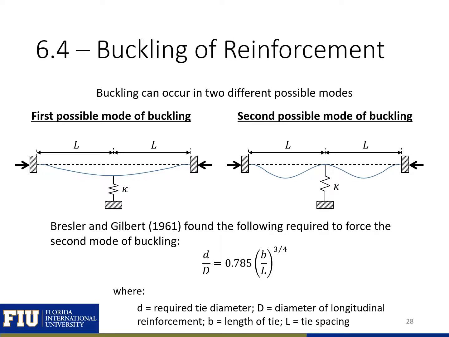Bresler and Gilbert found this relationship between, or this ratio of, the tie diameter to the diameter of the longitudinal reinforcement required to force the second mode of buckling. So this relationship is dependent on the length of the tie and the tie spacing.